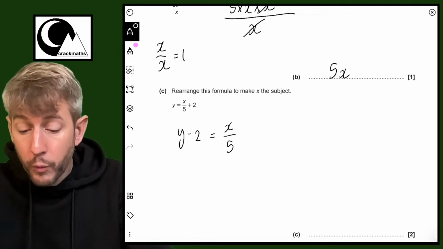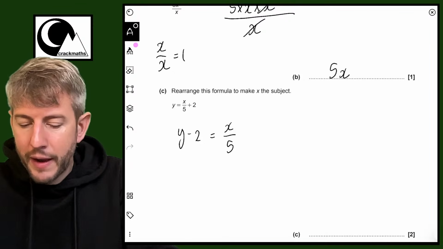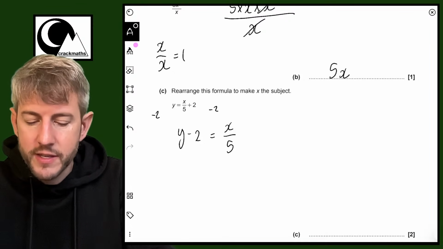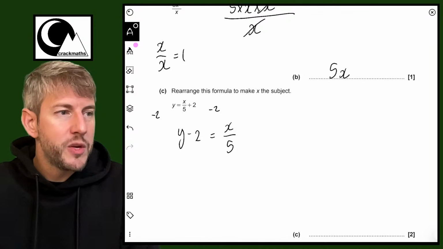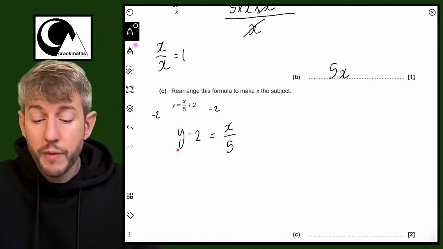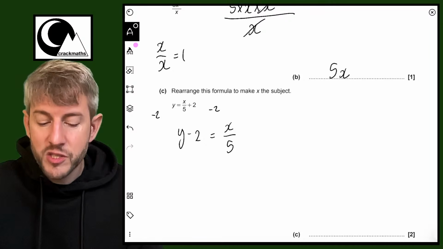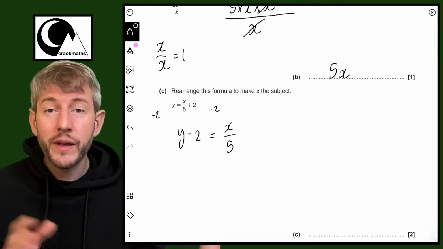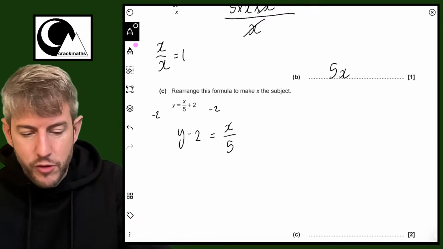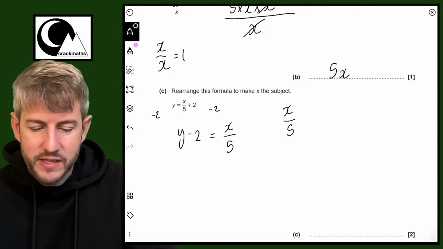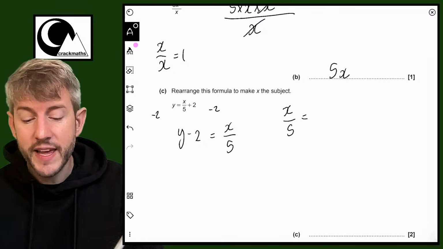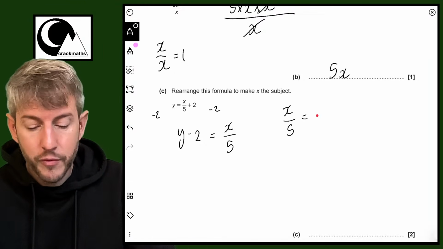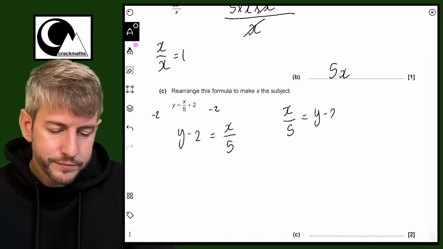Now, you might like to think about this, and this is a common way of thinking about it, as saying that we took 2 away from both sides. So we've taken 2 away from the left and 2 away from the right. So we've now got y minus 2 equals x over 5. What I like to do here now is just to swap it around. We can do that because the equal sign just means that they're the same. So x over 5 equals y take away 2.